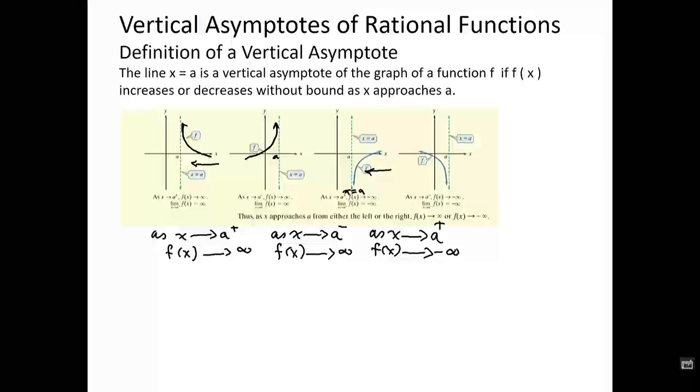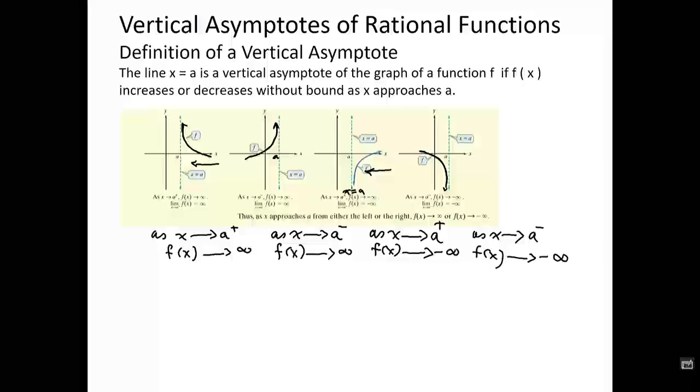In the last graph, we see that as x approaches a from the left, so the values of x are approaching the line x is equal to a from the left, the values of the function f of x are what? They are decreasing without bound. So we say that f of x is approaching negative infinity.